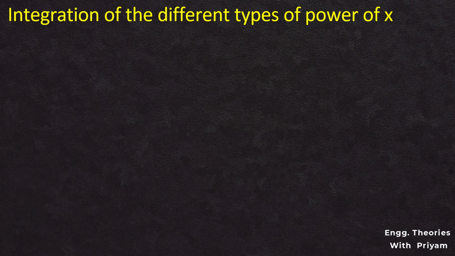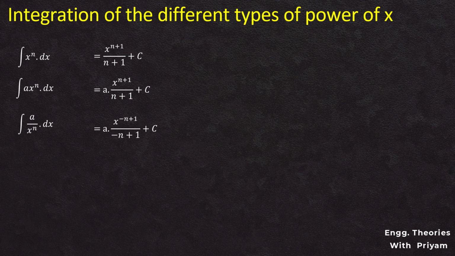At first, we have performed the integration of x to the power n, the result of which was x to the power n plus 1 divided by n plus 1 plus the integration constant c. Then we have performed the integration of a into x to the power n with respect to x, which gave us a into x to the power n plus 1 divided by n plus 1 plus the integration constant c. Then we have performed the integration of a divided by x to the power n with respect to x, which gave us a into x to the power minus n plus 1 divided by minus n plus 1 plus the integration constant c. Then we have performed the integration of a into nth root of x with respect to x. The result of the integration was a n divided by n plus 1 into x to the power n plus 1 divided by n plus the integration constant c.